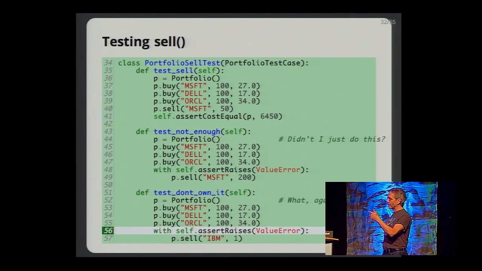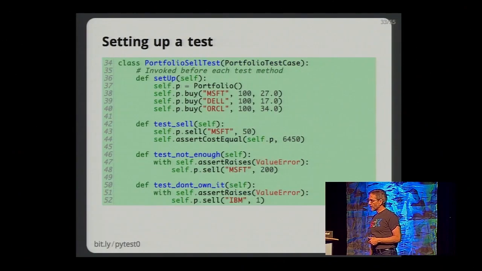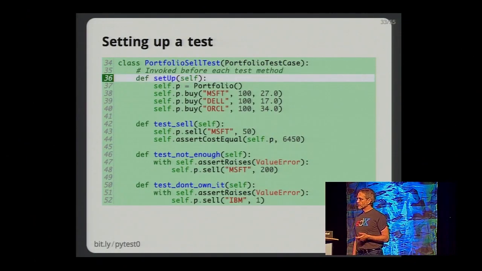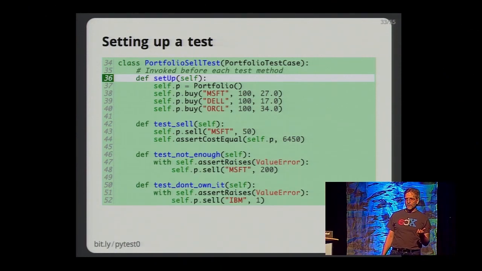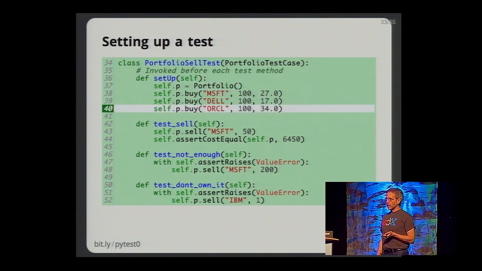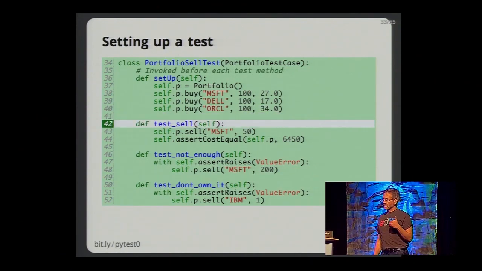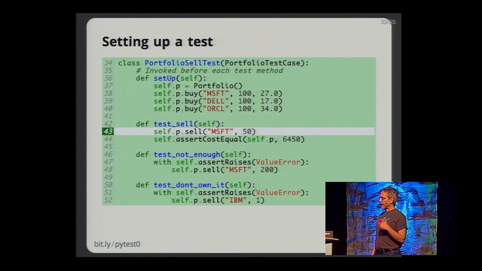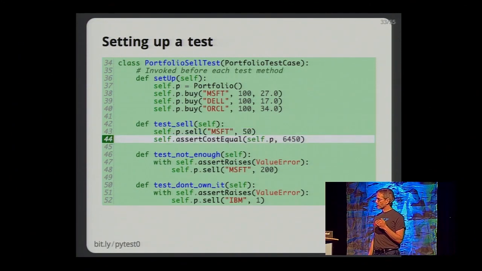So we want to refactor all that code out. Luckily, unittest gives us a way to do this. A class can define a setUp method, and the setUp method is invoked before each test method. So here the setUp method is defining a self.p, which is a portfolio object, and we're going to buy the 3 stocks we want to buy. And then within each of our test methods, we can simply access the self.p that was created by setUp. So here we can have much shorter tests that are much more descriptive of what they want to do.